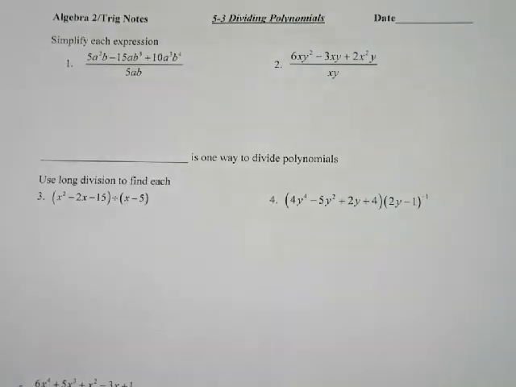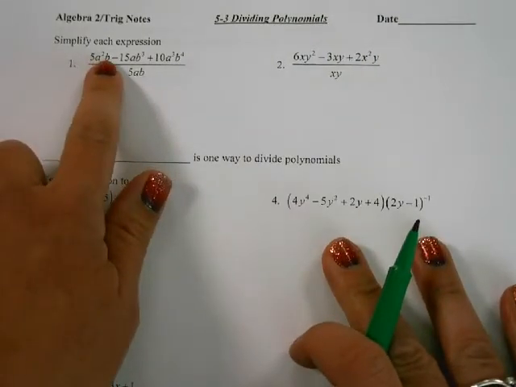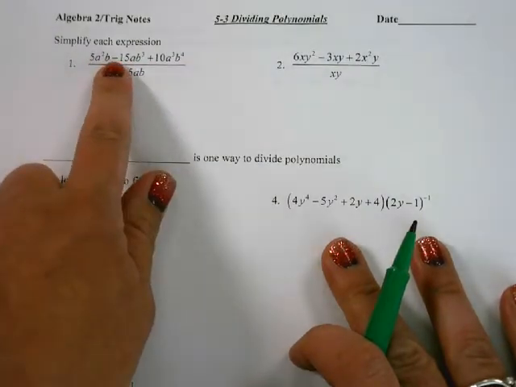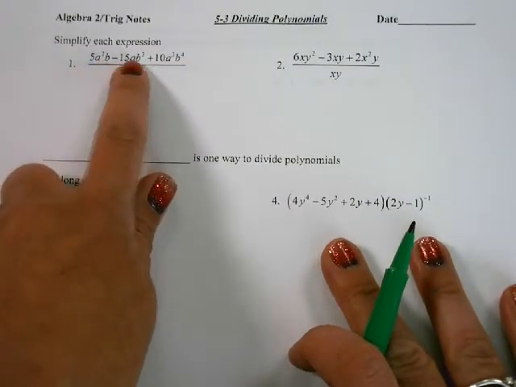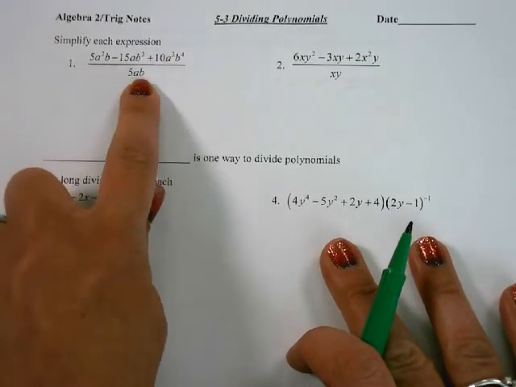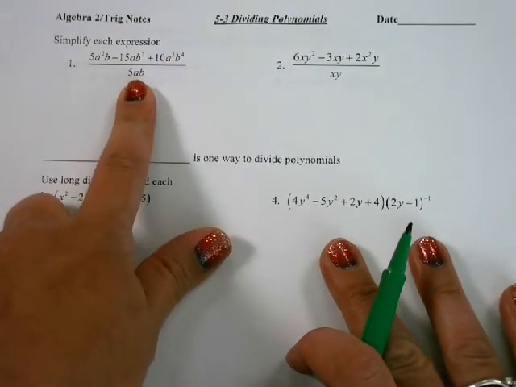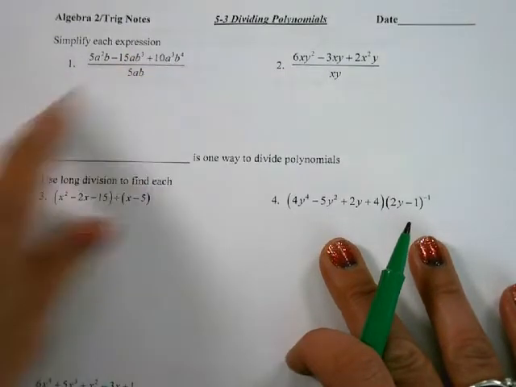Okay, so when we divide polynomials, remember a polynomial is a whole bunch of terms separated by plus signs and minus signs. So this is a 1, 2, 3 term, so that's a trinomial divided by a monomial. Those ones are kind of nice. We can just separate it and divide each term.